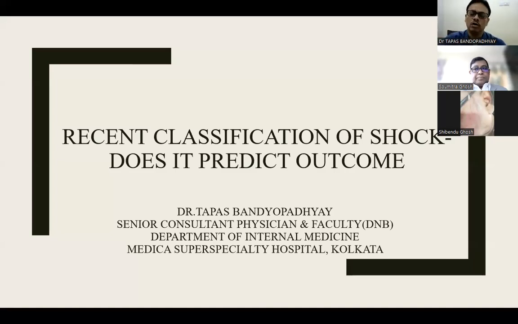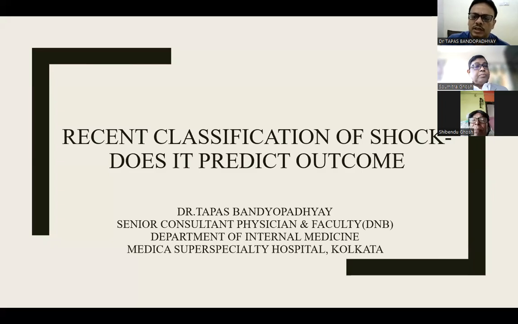Today we'll discuss shock, its recent classification, and whether by classifying shock into different types, the prognosis and outcome prediction can be made. Now, the most difficult part while we deal with shock is that sometimes the shock may not be very obvious in its classification, like whether it is hypovolemic or whether it is septic. At times we may face a mixed picture.